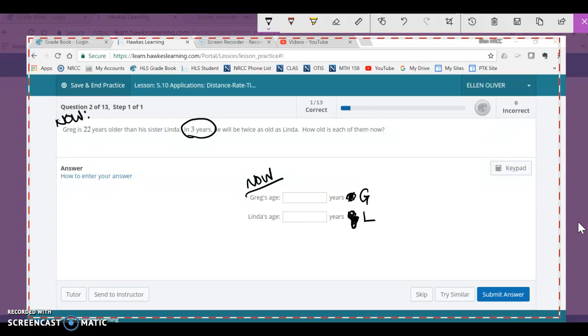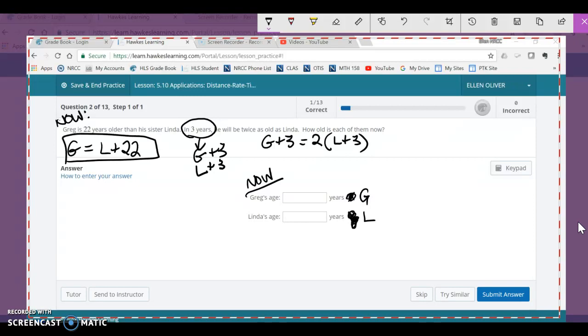So now Greg is 22 years older than Linda. So Greg is Linda plus 22. In 3 years, Greg will be Greg plus 3 and Linda will be Linda plus 3. Okay. So in 3 years, Greg plus 3 will be twice as old as Linda. So Greg plus 3 will be twice the age of Linda plus 3. So those are my two equations.